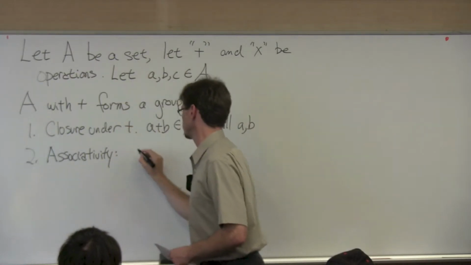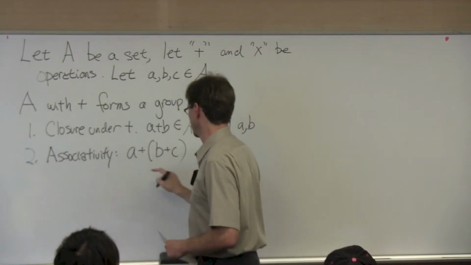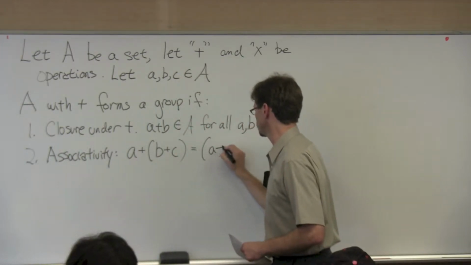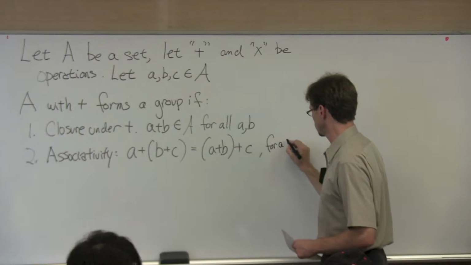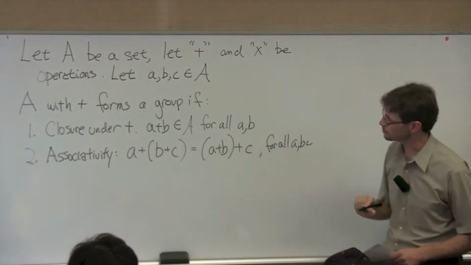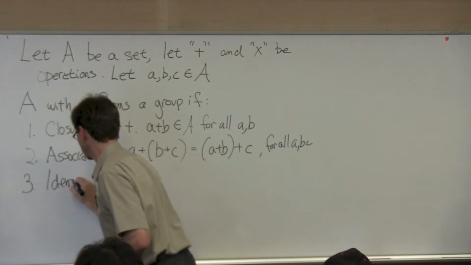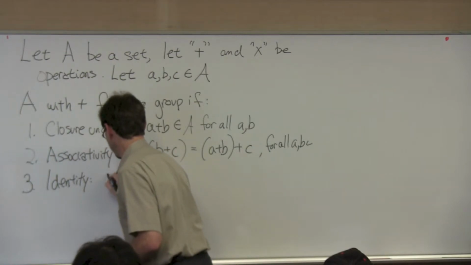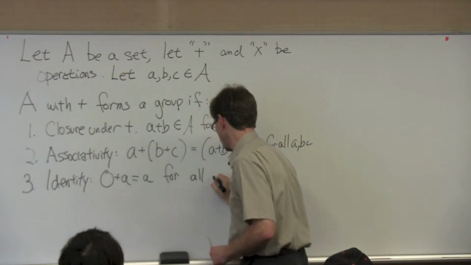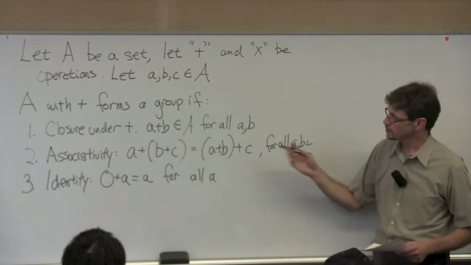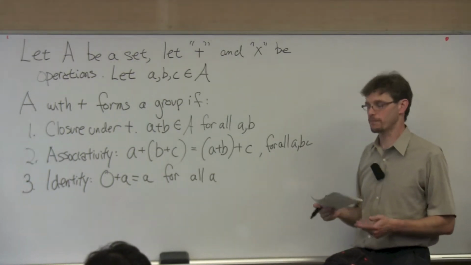2, associativity. That means a plus (b plus c) is equal to (a plus b) plus c for all a, b, and c. 3, we need an identity. That is 0 plus a is equal to a for all a. So this is consistent with your usual sense of adding 0 to anything. You get the thing back again.